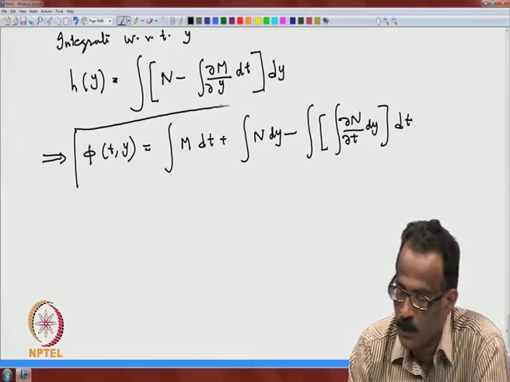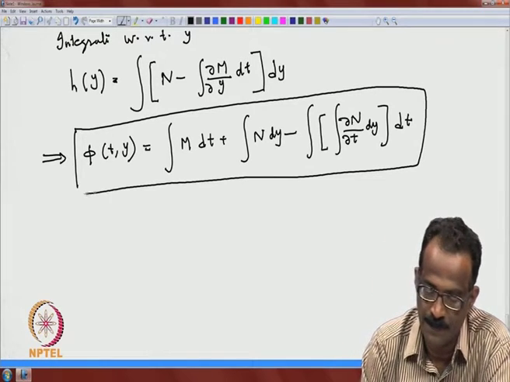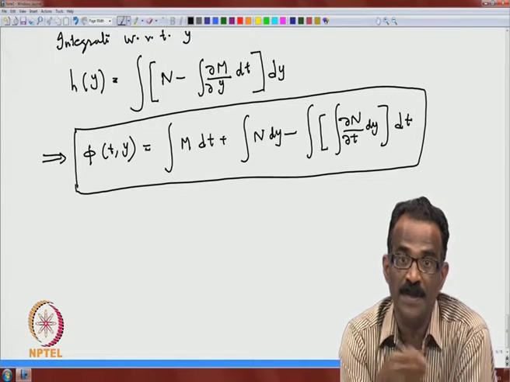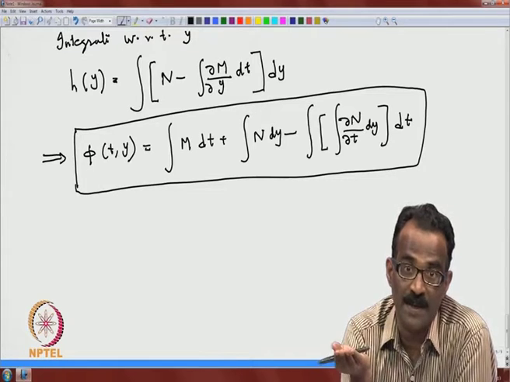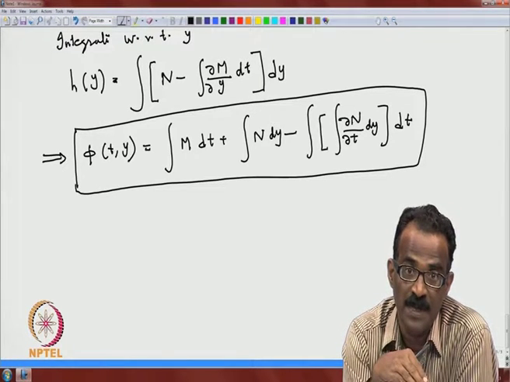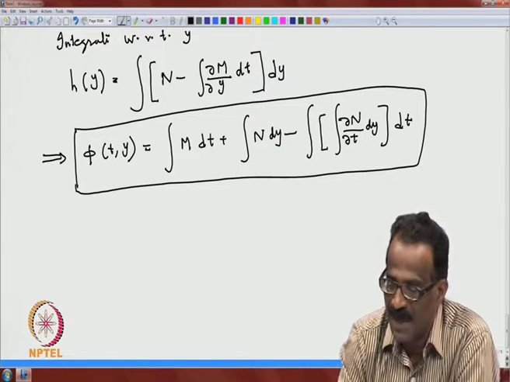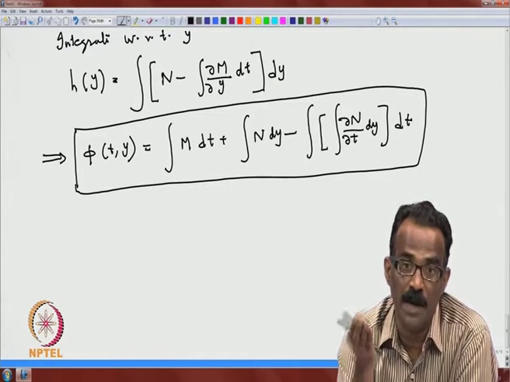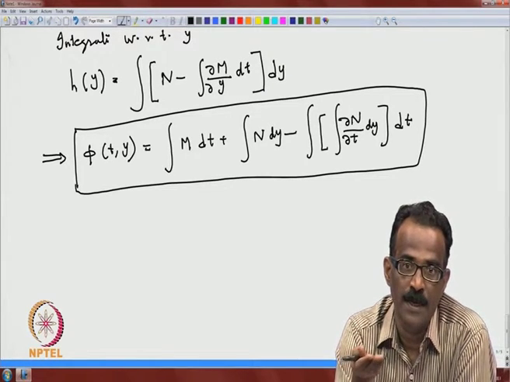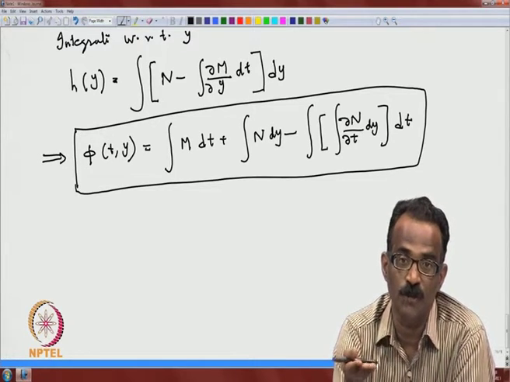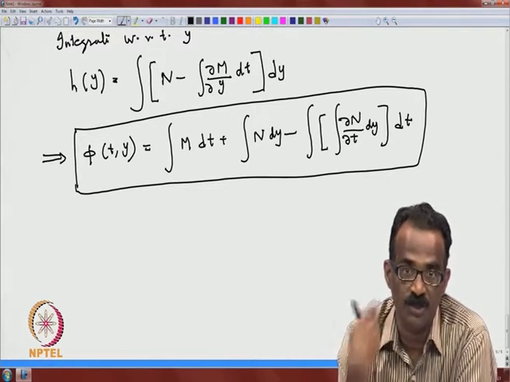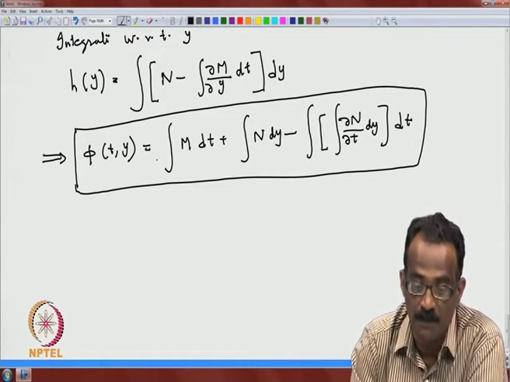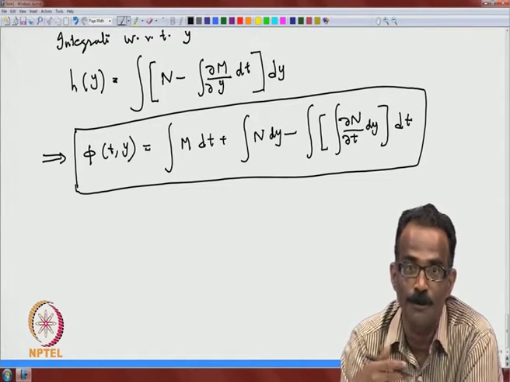So, you see, we started with the equation first for m and then we used it for n. You can also do it the other way: start with n first and then proceed with m, and you will have a different form. That does not matter, I will leave it as an exercise. Instead of h of y, you will have some h of t, and you proceed that way and write down this equation. All this can be integrated out. So, you will have a phi, and phi of t, y equal to a constant gives the solutions to this differential equation.